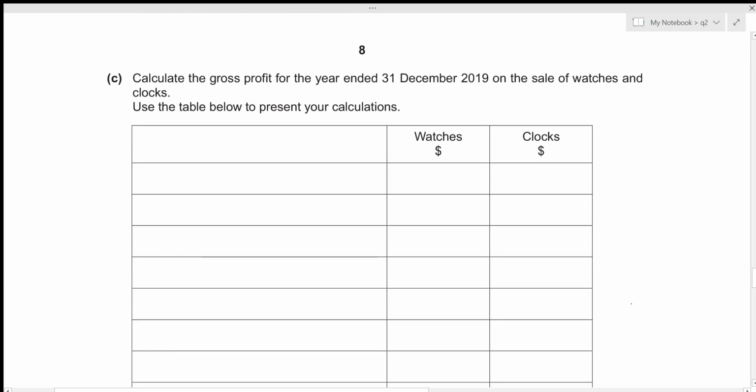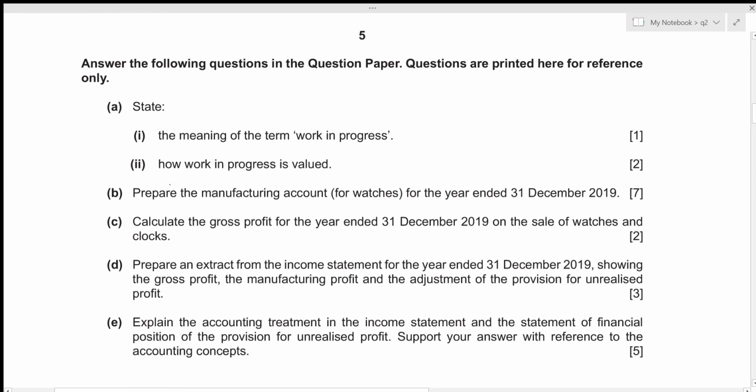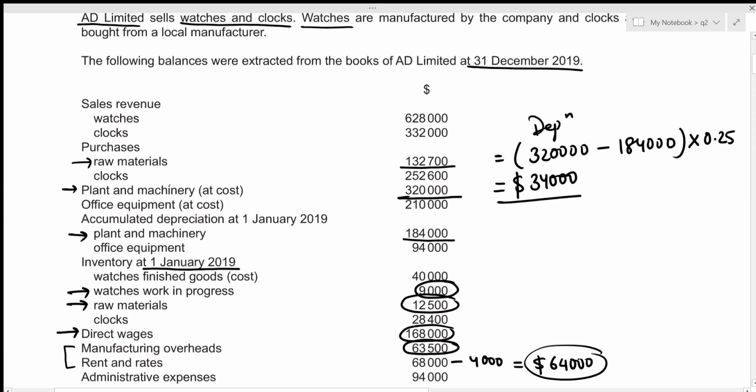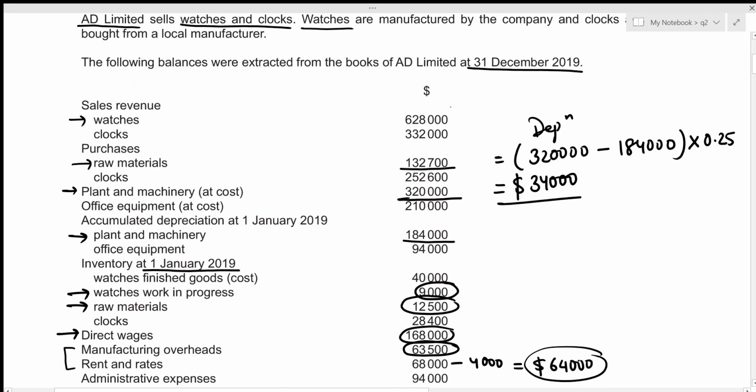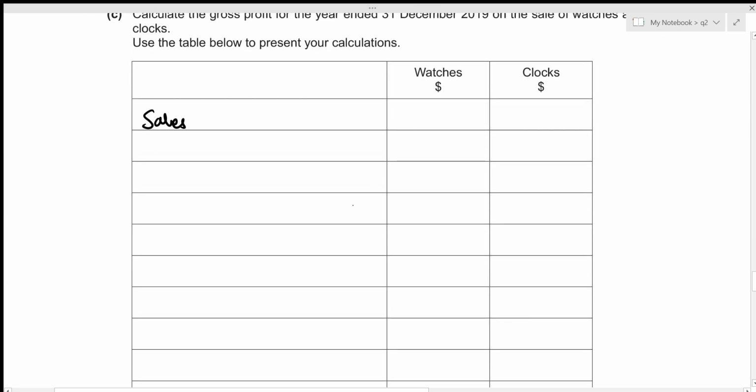We now need to calculate the gross profit for the year ended 31st December 2019 on the sale of watches and clocks. Okay, so whenever we're talking about figuring the gross profit, we always start with our sales value. So let's have a look at the above information. We can see that the sales revenue for watches amounted to 628,000, whereas sales revenue for clocks amounted to 332,000. Let's write these two amounts into our statement. So for watches, it was 628,000, and for clocks, it was 332,000.